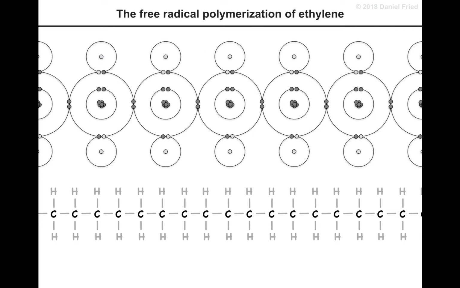Before you do that, you might want to show them this picture, which shows them what to expect, right? You're going to see a really long carbon chain, hydrogens everywhere. This is the polyethylene polymer. That's what they're going to be making.